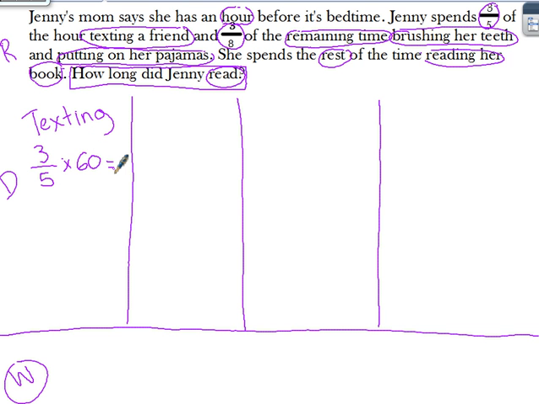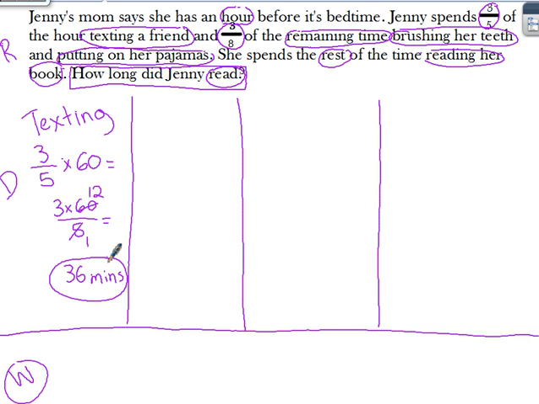I turn it into a 2 numerator, 1 denominator fraction, which means 3 times 60 over 5. I don't want to be multiplying 60 by 3, so I'm going to find a factor that will help me to simplify it. I know 5 goes into 5 1 time, and 5 goes into 60 12 times. Now I can multiply. 3 times 12 is 36 over 1, which will give me 36 minutes. So she spent 36 minutes texting her friend.